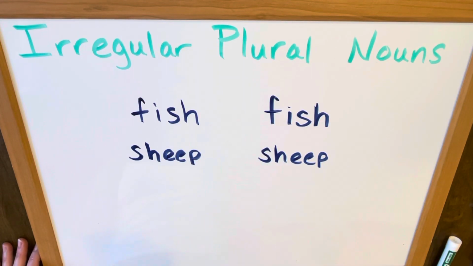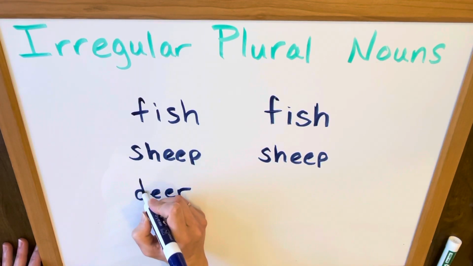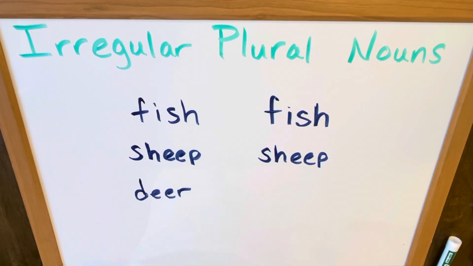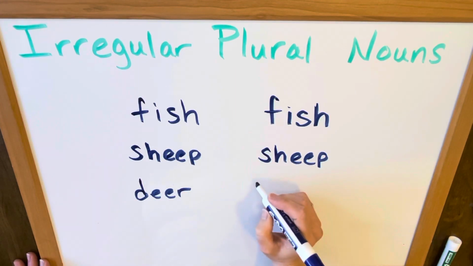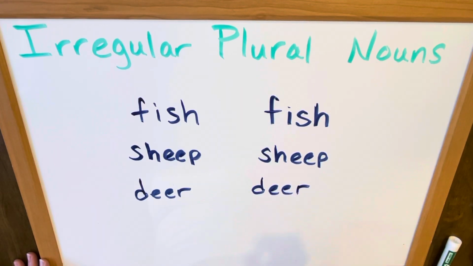Another one like that would be the word deer. You might go into a forest and see 1 deer, or you might go into a forest and see a whole family of deer. It's the same word for singular and plural. Okay? So definitely irregular, right? We don't add an S, we don't change it at all. We use the same word, okay?